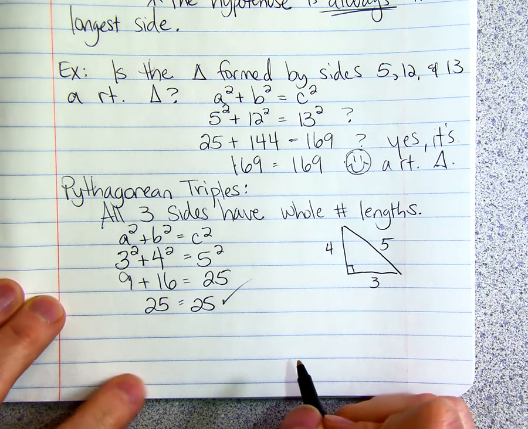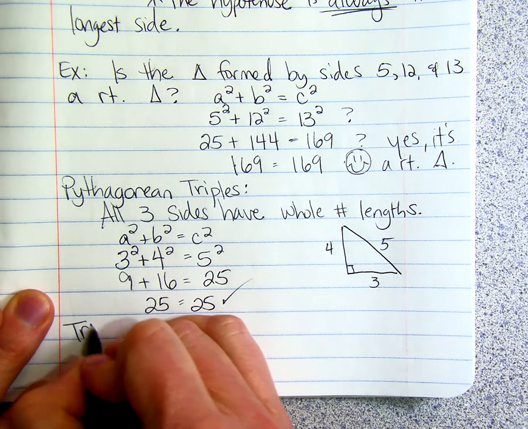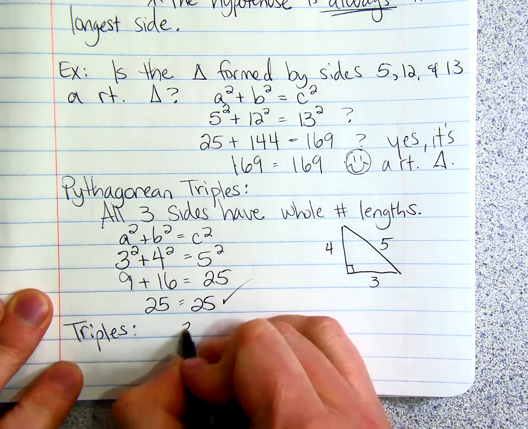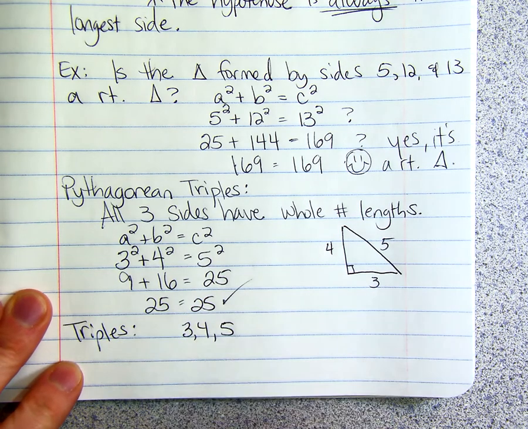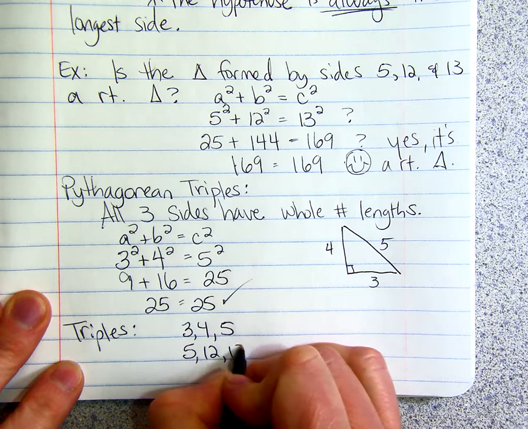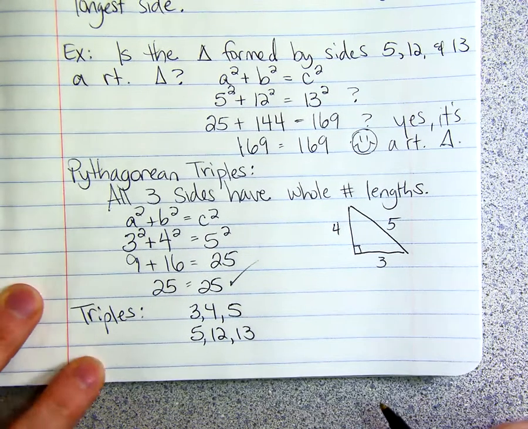So we have found some triples. We found two so far. We have a 3, 4, 5. We found 5, 12, 13 in our previous example.